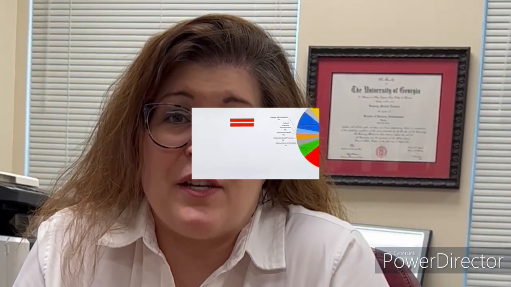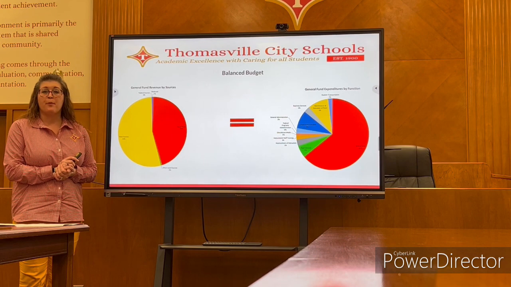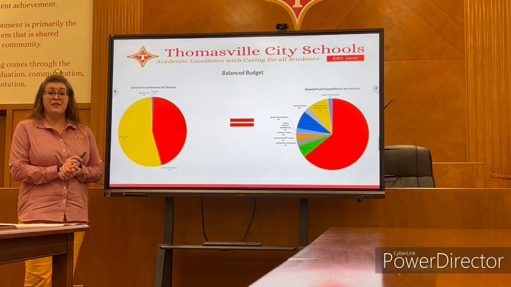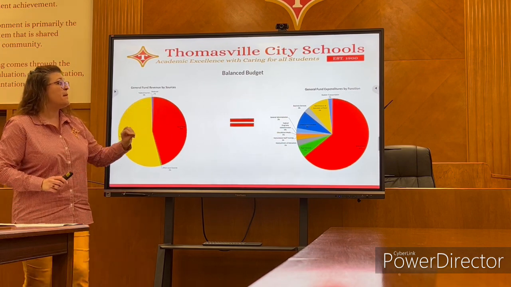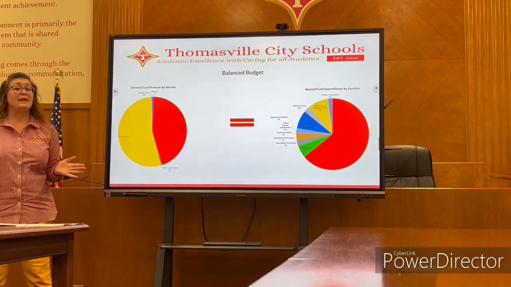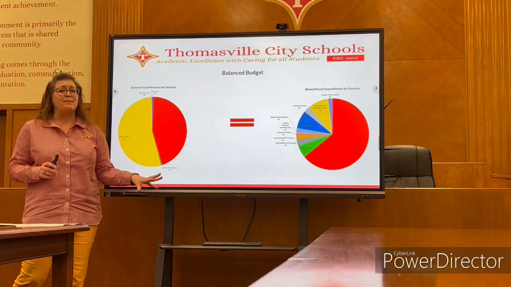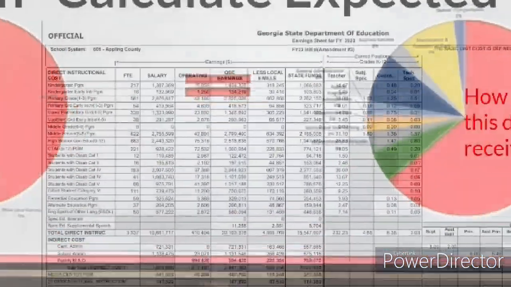When estimating expenditures for the upcoming year, it's important to look at the previous year's expenditures. Today, we are required by Georgia state law to operate with a balanced budget. This means that our revenues must equal our expenditures. If we see that expenditures are going to exceed revenues, then a school district will have to dip into their reserves or their fund equity.